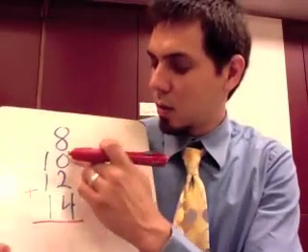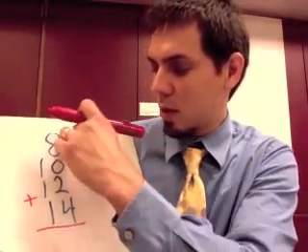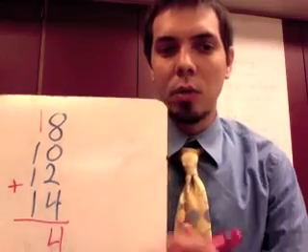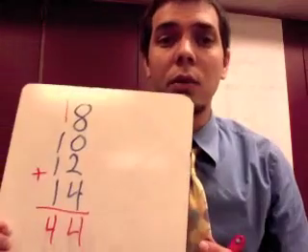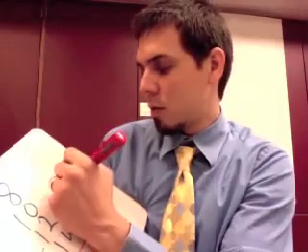So we've got 8 plus 10 plus 12 plus 14. Let's see, 8 plus 2 is 10, plus 4 gives me 14. And then add all those ones up, we've got 4. So these all add up to 44. Now that 44 I'm going to write over on the side.